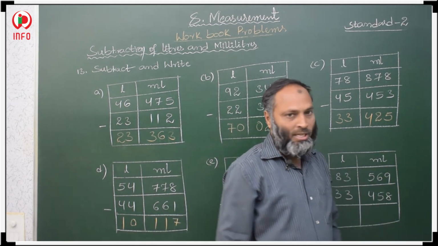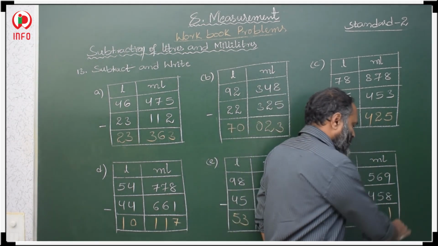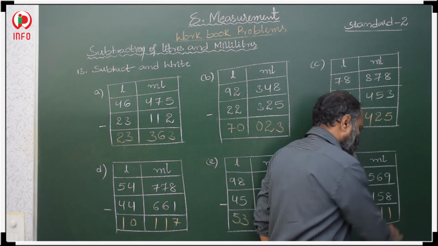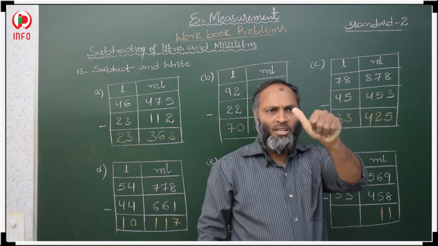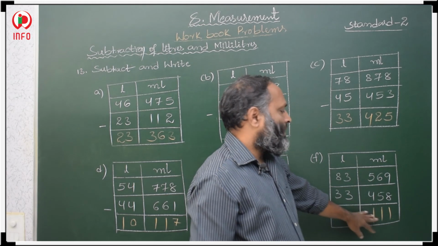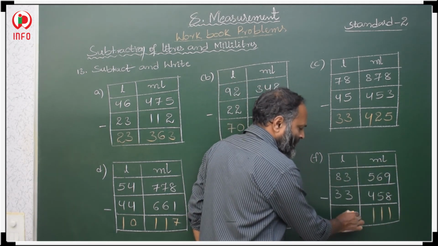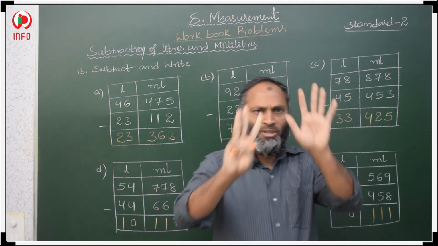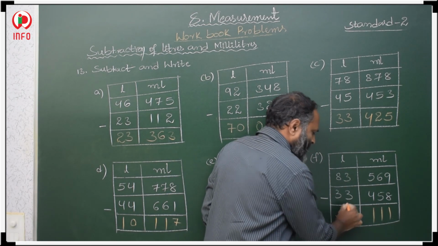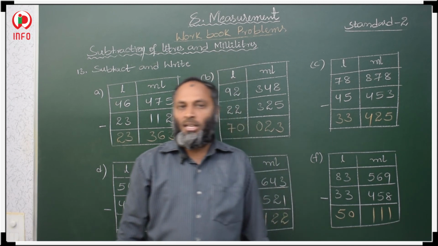Now the next question, milliliters we have to subtract. The extreme right digit we have to take, 9 minus 8 is 1. 6 minus 5 is 1. 5 minus 4 is 1. So the milliliter part is done, next liters. 3 minus 3, same number minus same number, 0. 8 minus 3, 5. 50 liters, 111 milliliters. Okay, so these are our answers.